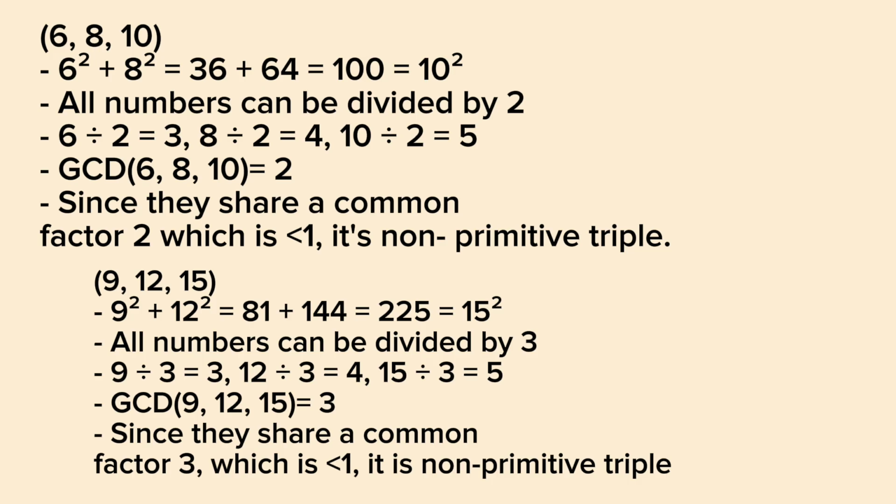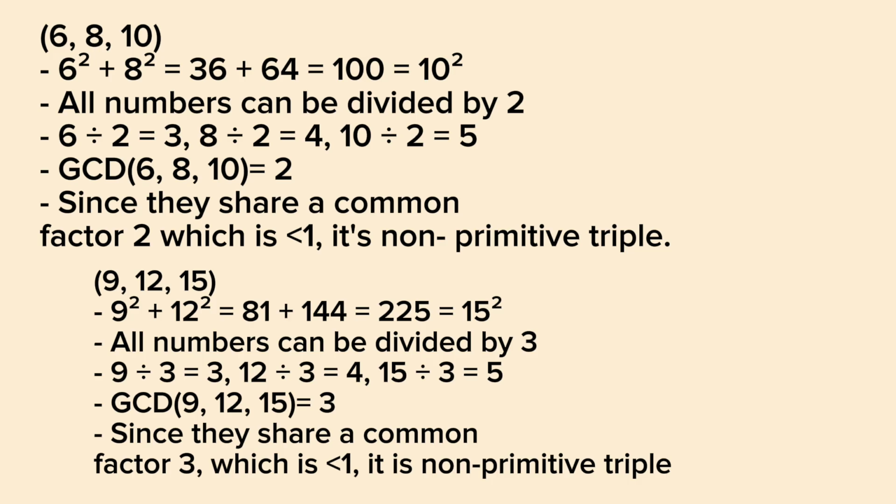Let's have another example: 9, 12, and 15. Let's follow the rule. 9 squared plus 12 squared equals 81 plus 144 equals 225, which is 15 squared. All of the numbers can be divided by 3.